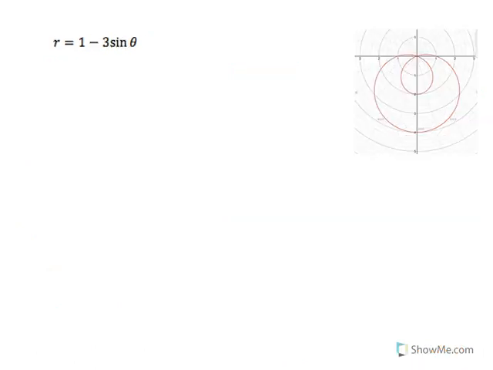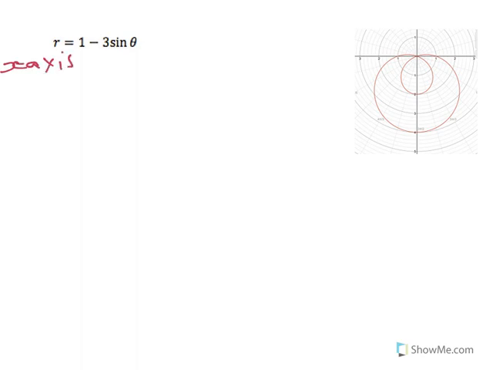Next question, I have r equals 1 minus 3 sine theta. And from the graph, I know it's going to be symmetric around the y-axis, but we just need to make sure that this is actually true. Okay? So I'm going to start with the x-axis anyway. I know it's false, but I'm going to do it anyway.